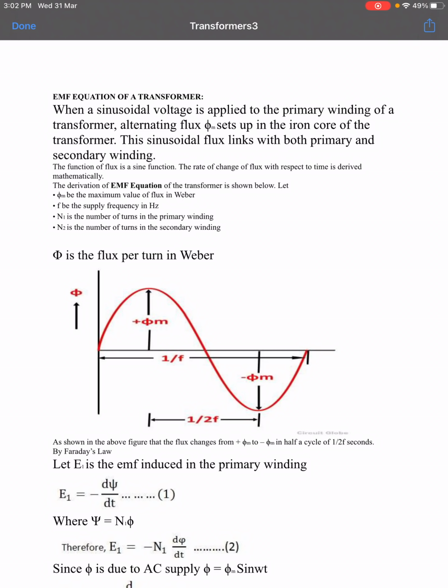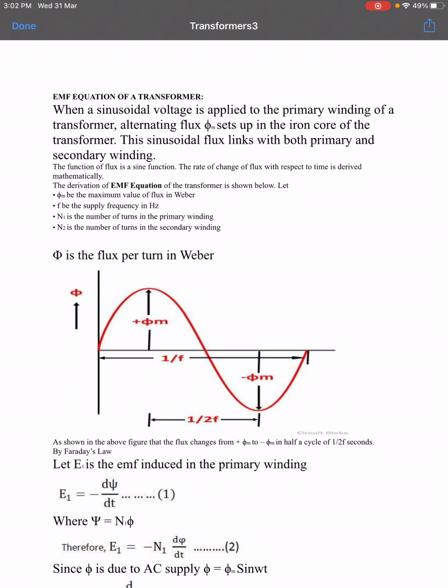How will we get the induced EMF in that conductor? From Faraday's laws of electromagnetic induction, when a conductor or coil links with the magnetic flux, an EMF is produced in it. So we'll get the primary induced EMF because of self induction. Here we get the magnetic flux. Since the input is an alternating voltage, the flux is also alternating.